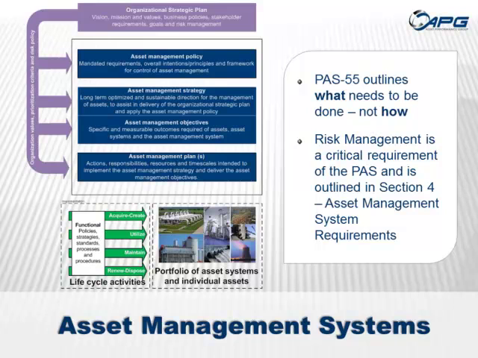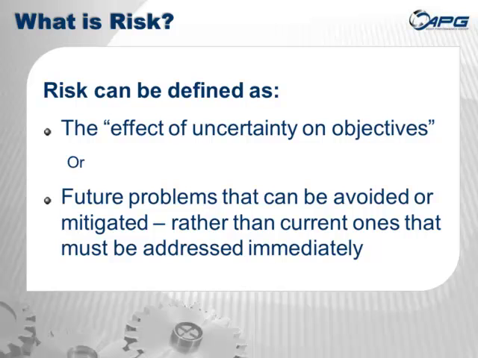That overlying structure sits on top of the entire life cycle of that portfolio of assets. Can't again overemphasize the need to know and understand that those functional policies, standards, and procedures must begin right at the acquire, create phase and flow all the way through to the renew and disposal phase of an asset's life cycle. Risk management, as is stated here, is really a very critical component and is outlined specifically in Section 4 under Asset Management System Requirements, and we'll delve into that a little further.